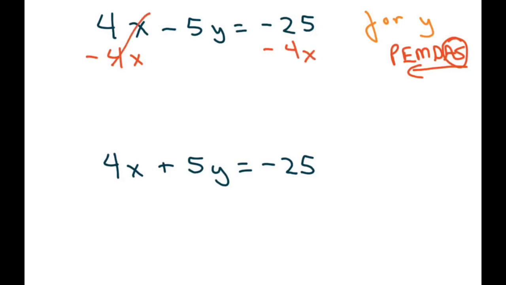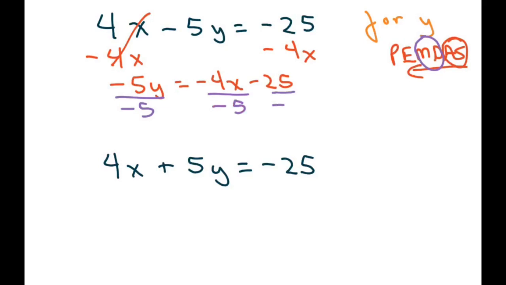So this will cancel, and you get negative 5y equals negative 4x minus 25, because you can't combine those. And then we're merely going to divide both sides by negative 5. So we're asking ourselves, is there anything we could multiply or divide? Yes, we can divide everything by negative 5 in order to isolate the y. So we get y equals 4/5 x plus 5, because these negatives turn to positive.